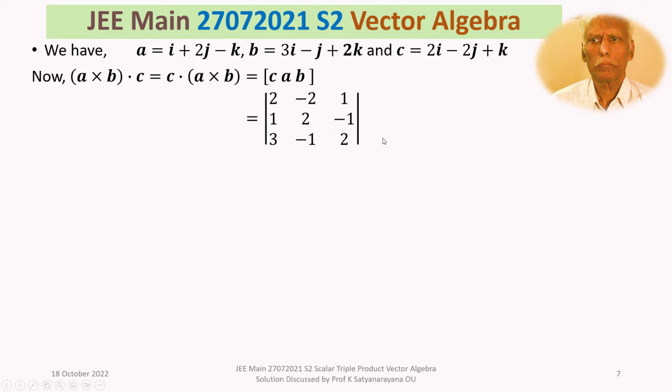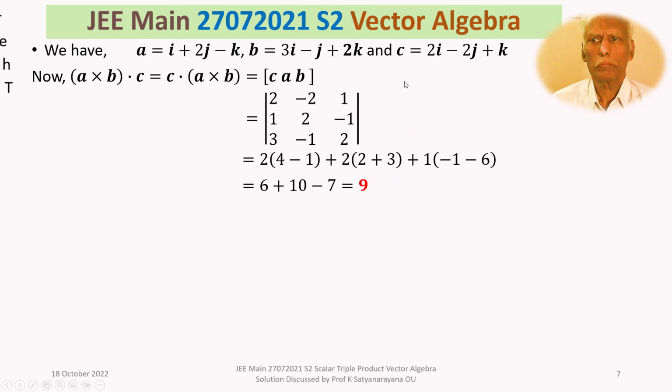Let's now expand this along the first row. That will be 2 into (4 minus 1), plus 2 into (2 plus 3), plus 1 into (minus 1 minus 6). This is 2 into 3, 6, plus 2 into 5, 10, minus 7. So 6 plus 10, 16, minus 7, is equal to 9. Our answer is (A cross B) dot C is equal to 9.